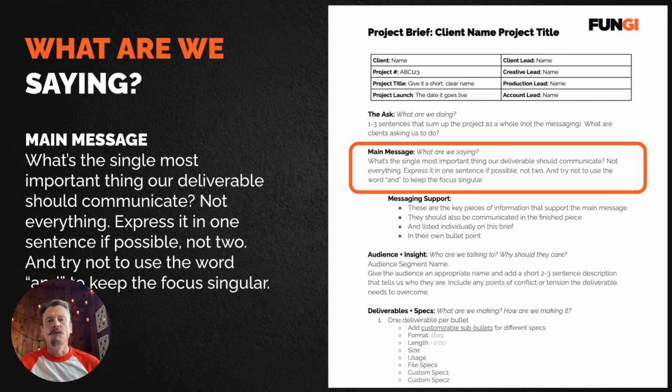All right, up next, what are we saying? What is the main message? What's that single most important thing that our deliverables should communicate? A lot of people call it the SMIT, single most important thing. That's it, one thing, not 2 things, not everything. That one thing that we kind of drive back to.